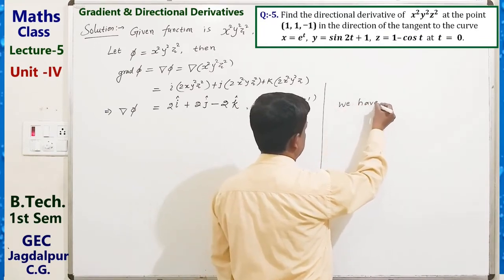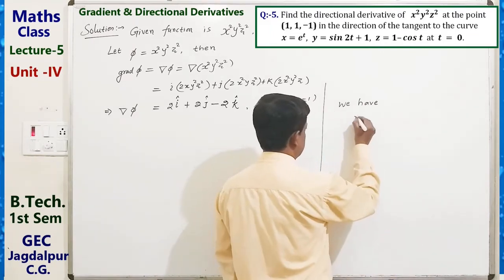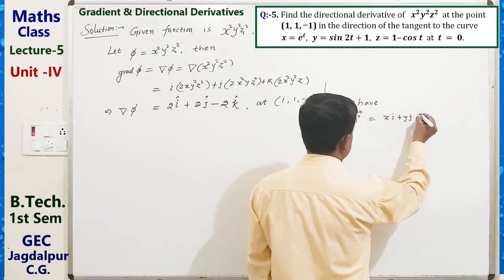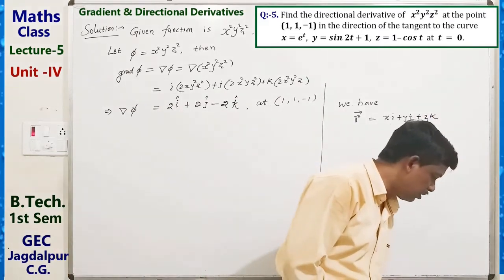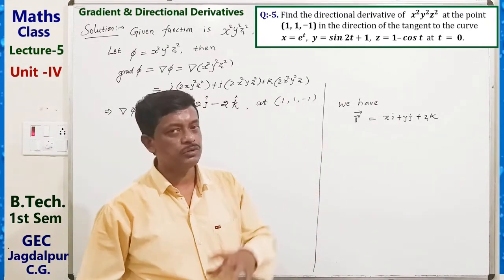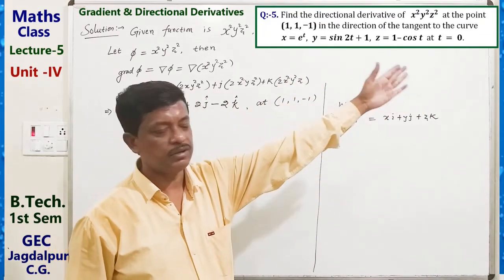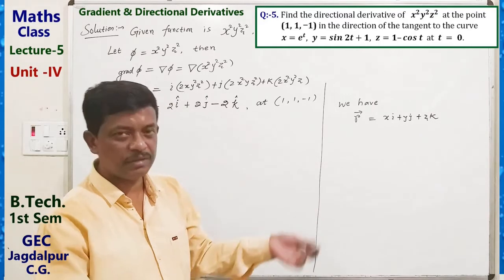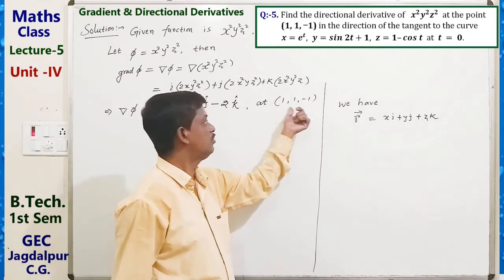We have vector r. We know r vector equals xi + yj + zk. Here in the given question, x equals e to the power t, y equals 2 sin 2t plus 1, z equals 1 minus cos t at t equals 0. If we put t equals 0 in the given values of x, y, z, then you can get the point (1, 1, 0). But in parametric form, t is at t equals 0. That means the point is (1, 1, 0).